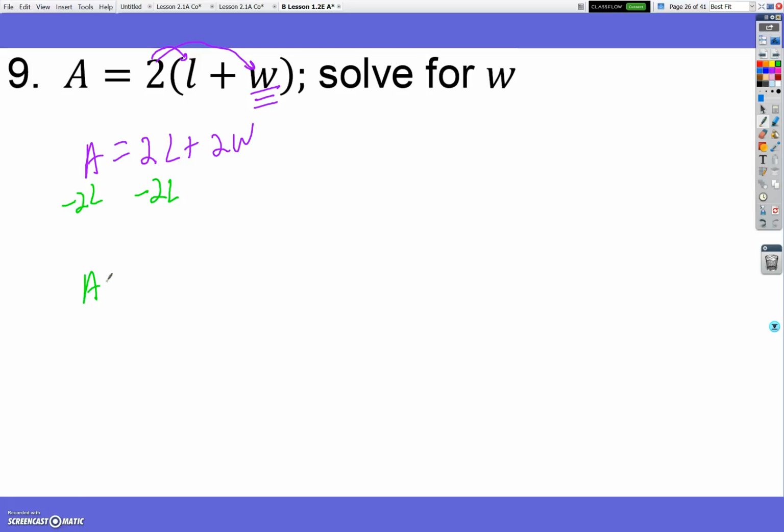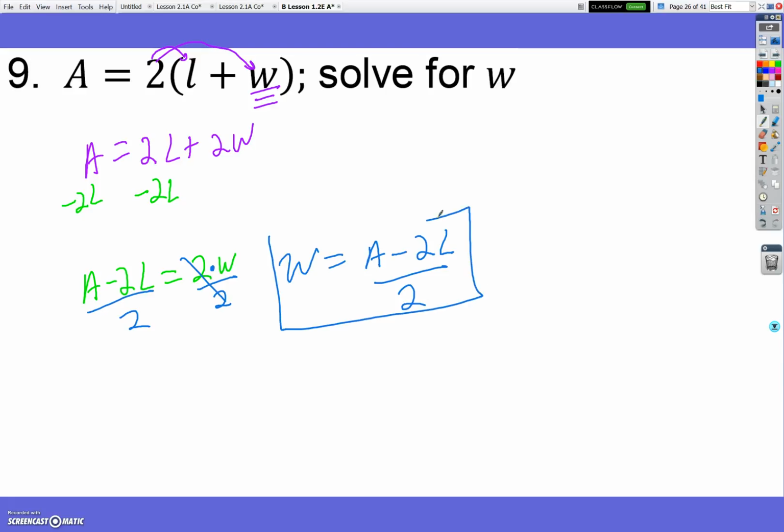This would give me a minus 2l is equal to 2w. My last and final step is to get rid of this 2 times w. I would divide both sides by 2. And I would be left with w equals a minus 2l all over 2. And there's my answer right there.